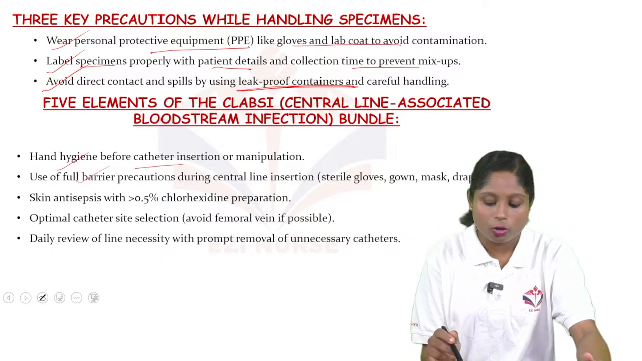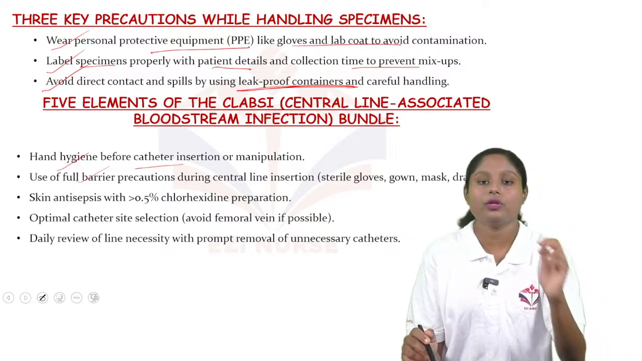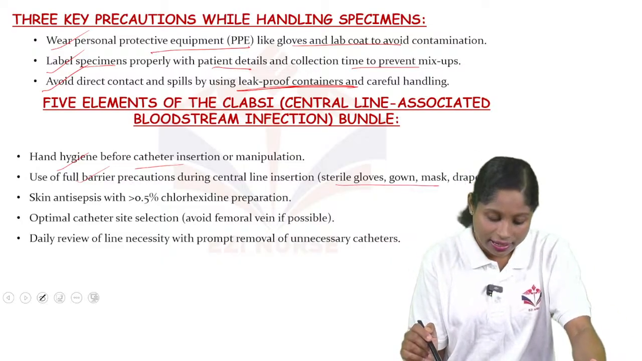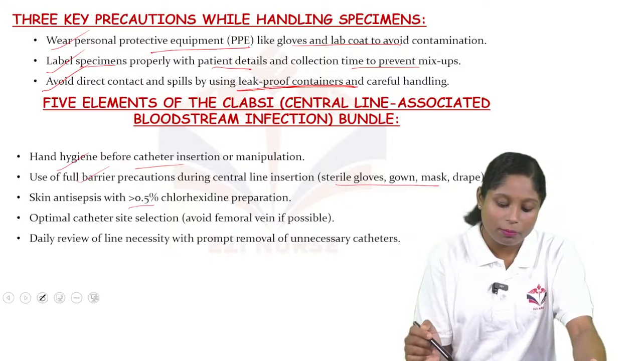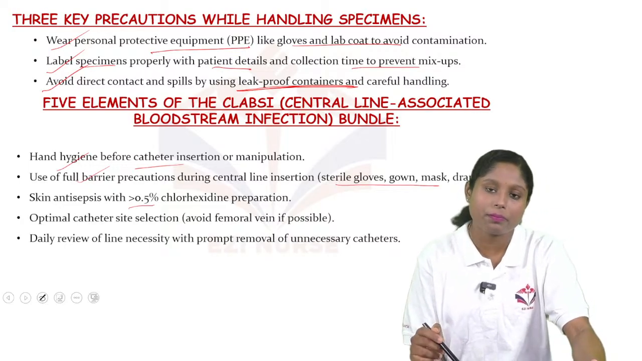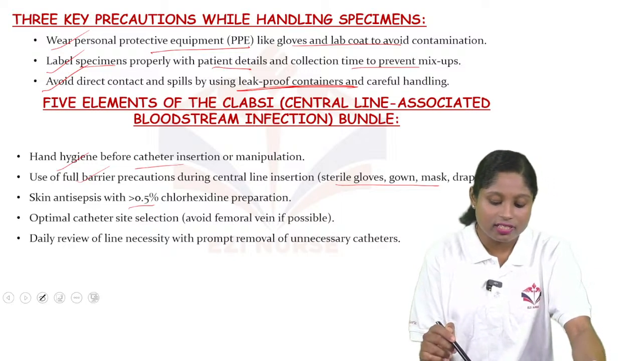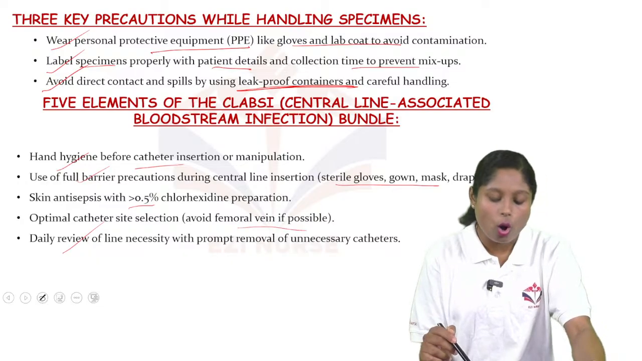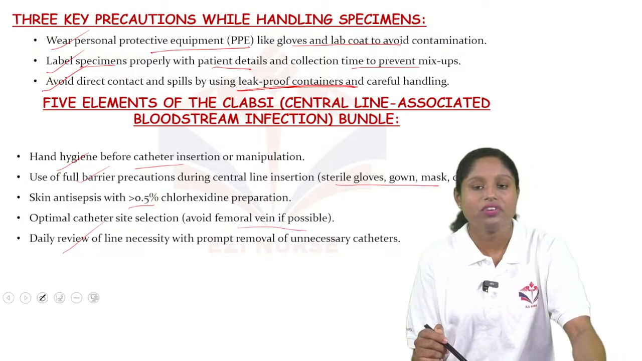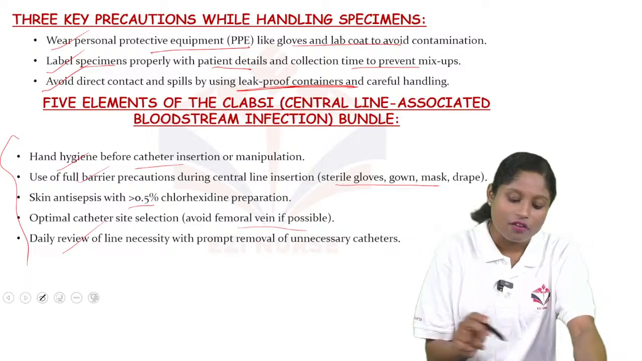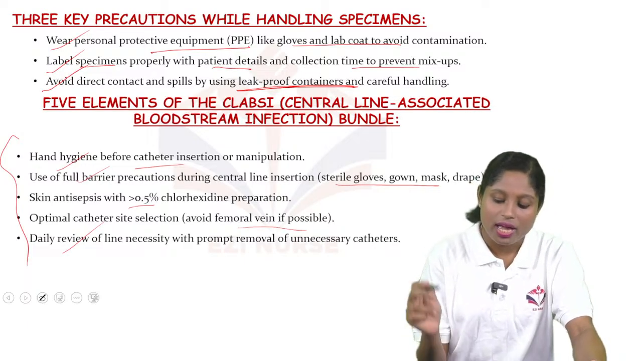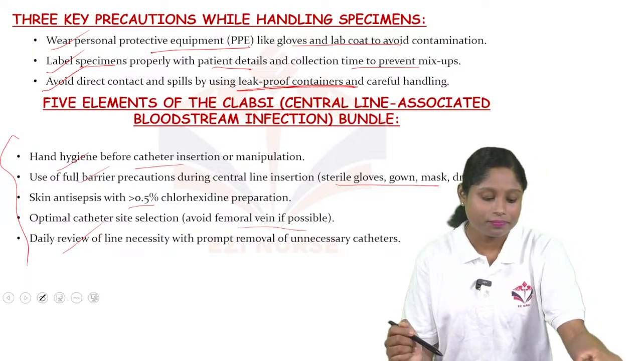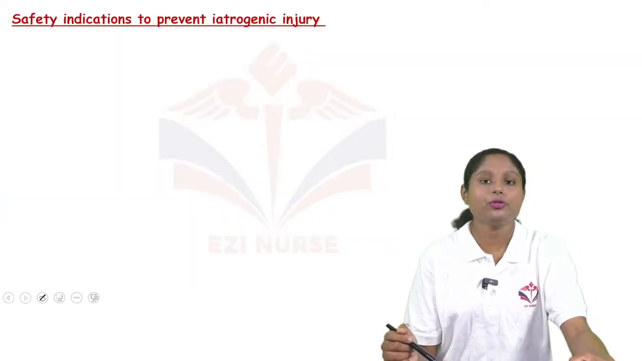Use full barrier precautions during central line insertion. So while you are doing the central line insertion, sterile gloves, gown, mask and drape should be used. Skin antiseptic with more than 0.5% chlorhexidine preparation should be used. Optimal catheter site selection. Avoid femoral vein if possible. Daily review of line necessity with prompt removal of unnecessary catheters. So these are the 5 elements of CLABSI. What is CLABSI? Central line associated bloodstream infection bundle. Clear? Yes. So now we will move to the next question.